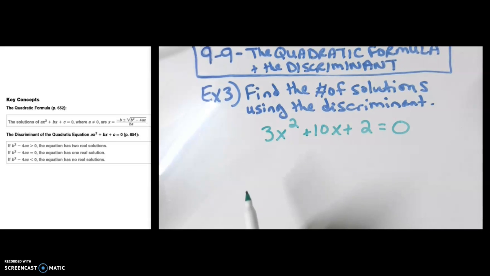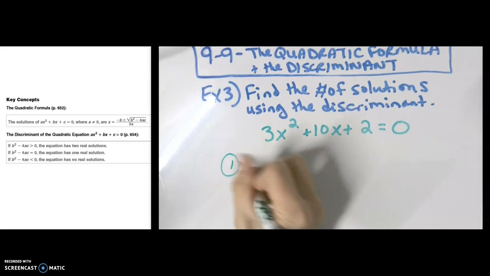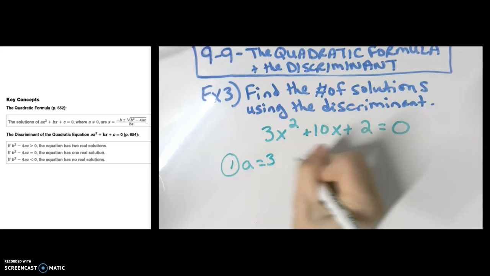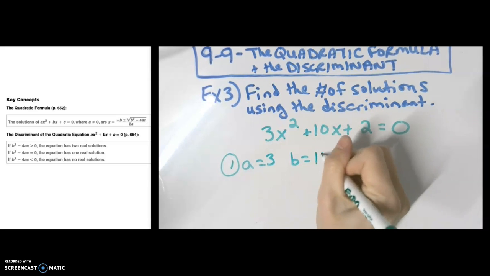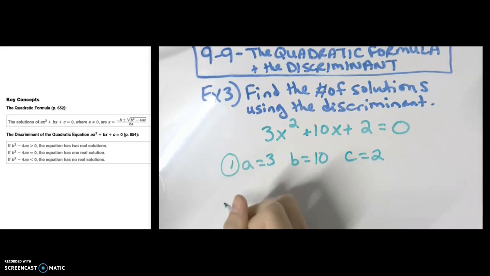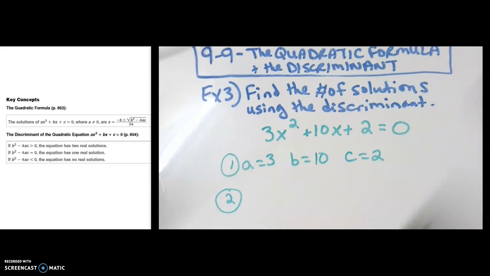So for this example, 3x squared plus 10x plus 2, step 1, I'm just going to identify a, b, and c. So a equals 3, b equals positive 10, and c equals positive 2. Now I'm going to use the discriminant to solve. My discriminant, if we look over here on my chart, is b squared minus 4ac. Guys, these key concepts you should have written down in your notebook.